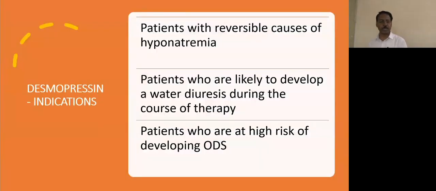For desmopressin, the indications are patients with a reversible cause of hyponatremia, patients who are likely to develop a water diuresis during the course of therapy, and patients who are at a high risk of developing osmotic demyelination. So desmopressin you may want to choose in these 3 settings. Reversible hyponatremia may develop water diuresis initially, and for those who are at high risk for developing ODS, you are giving this to prevent osmotic demyelination.